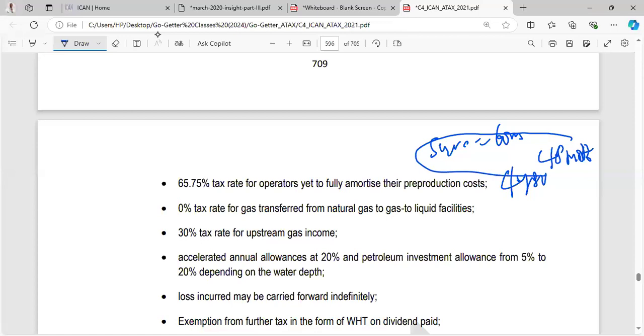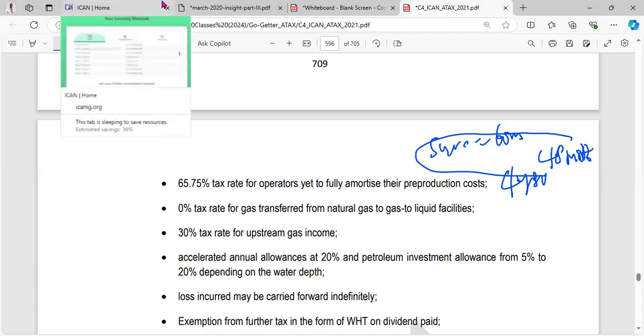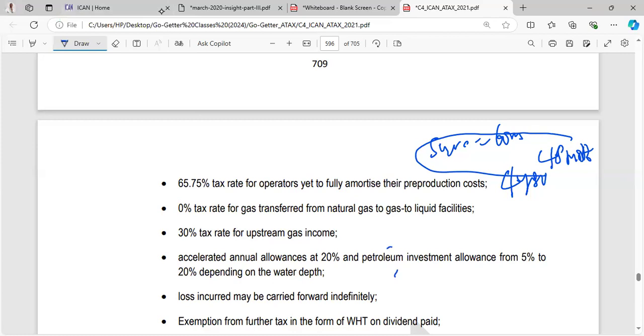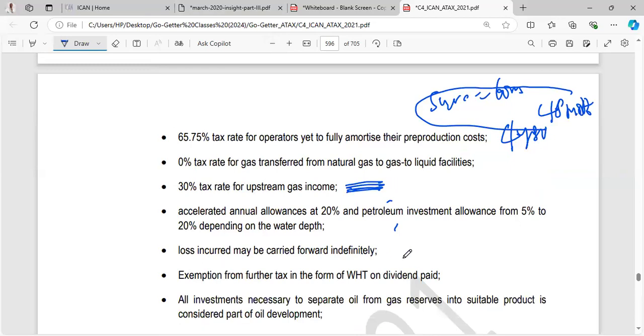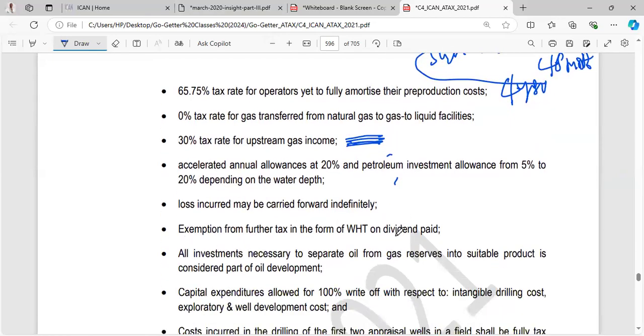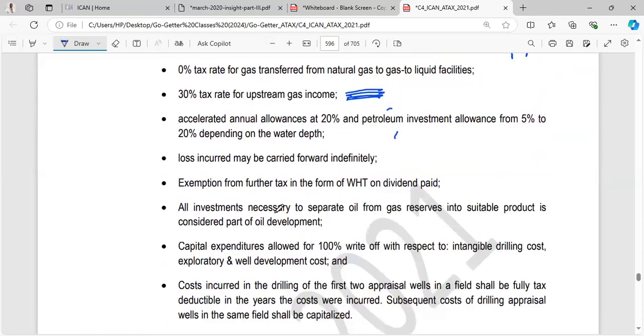Zero tax rate for gas transferred from natural gas to liquefied facilities. Then 30% tax rate for upstream gas income. So gas income, even if it's upstream, is at a 30% tax rate. Then accelerated allowance at 20%, and petroleum investment allowance from 5% to 20%. The same thing here has been done. Losses may be carried forward indefinitely. Exemption from further tax in the form of withholding tax on dividends. We need to read all of these.